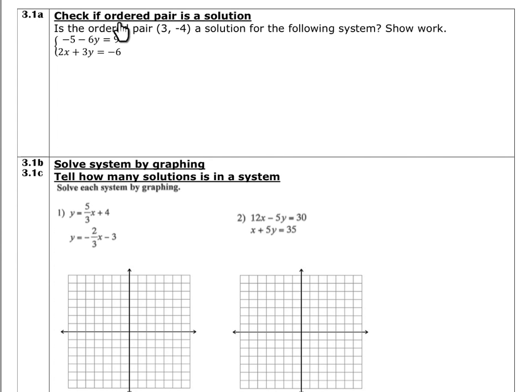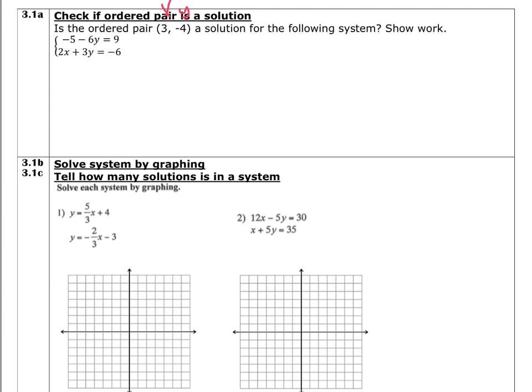3.1a wants us to check if an ordered pair is a solution to a system. So here they're saying, is (3, -4) a solution to this following system here? What you need to do is put the ordered pair of x and y, which the 3 and the -4 stand for, into each equation. And it has to work for each of them. If it fails for one, it fails for the system.